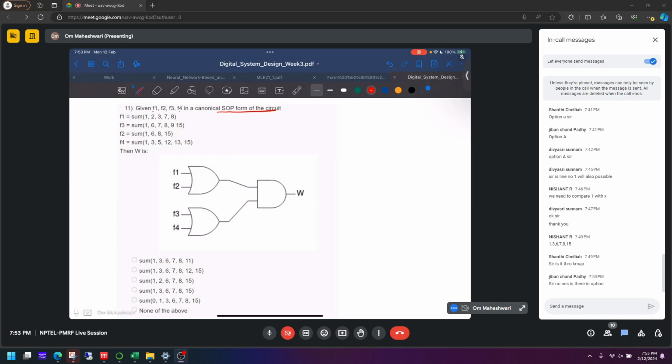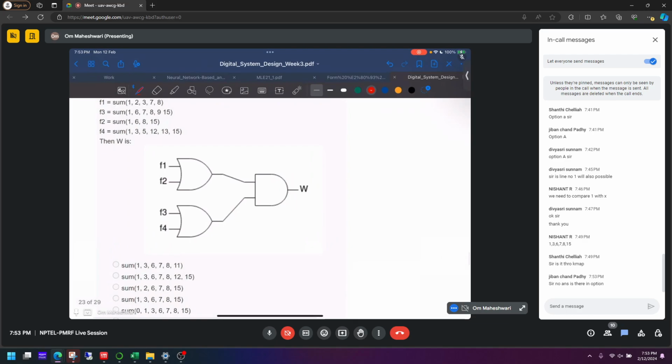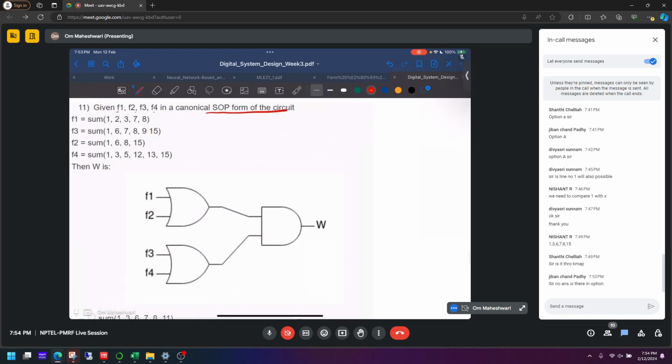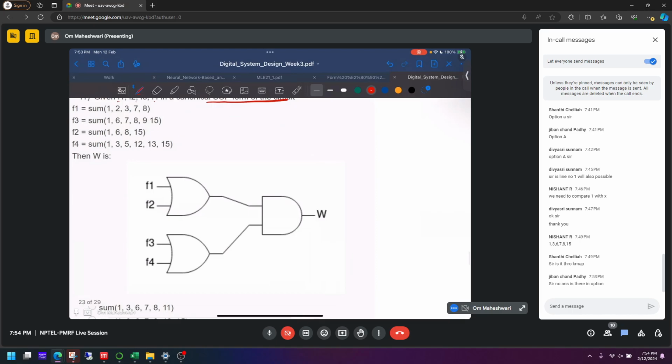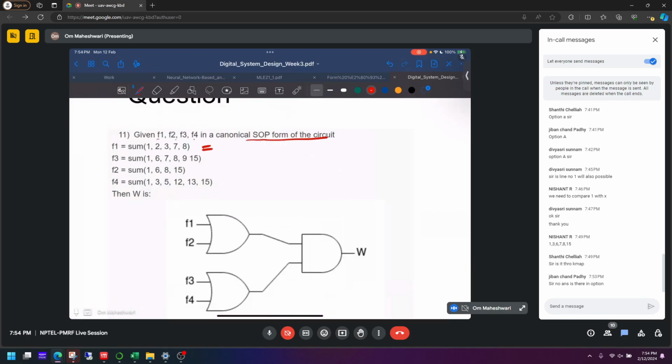So let's see. Now how do you solve this? There are two ways. First is we find what is F1, we make the K-map and we find what F1 will be. So let's say it means whatever A plus B plus C, X plus Y plus Z, whatever it is, and then find the OR here. Similarly we do here and find OR, and then find AND.